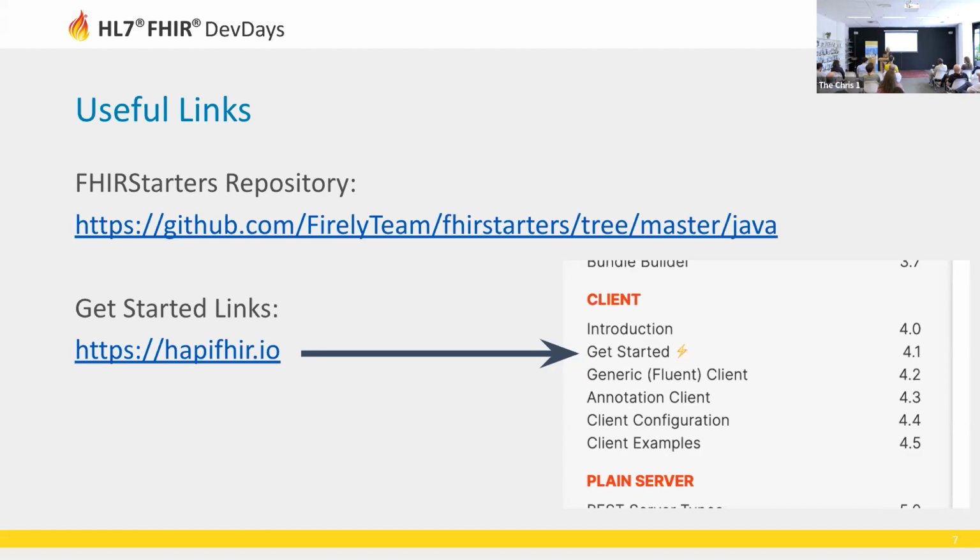Effectively in there is a bunch of starter projects for Java. There's some .NET starter projects. There's an iOS starter project in there. There's some Postman collections. So we've been trying to keep this repo as a nice starter place to learn about various libraries and various frameworks for working with FHIR.